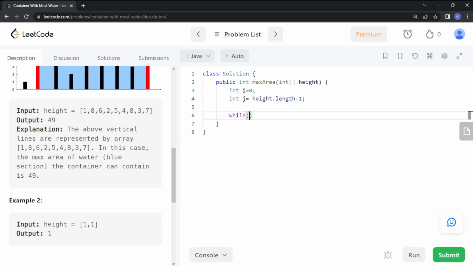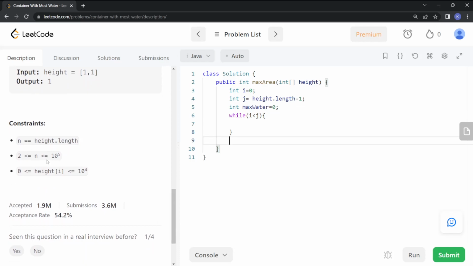And we have to do the operation until i is less than j. As soon as i is equal to or greater than j, we can just terminate the process, and we have to return the max water that we are calculating. Initially we are saying that max water is 0, because in the constraints it is defined that all the elements are greater than 2. So anyway we are going to get some value which is greater than 0 for sure. That is why we are considering the initial minimum value to be 0.